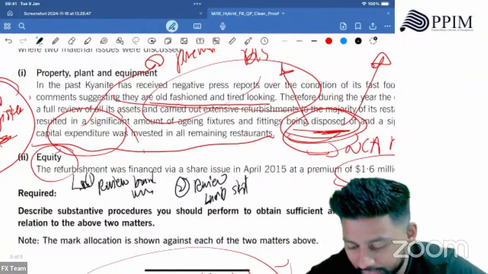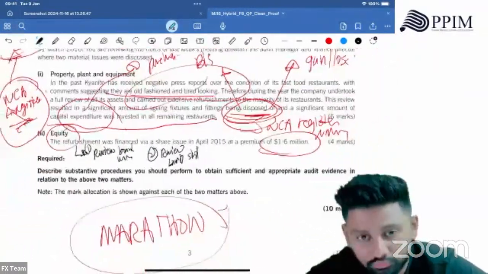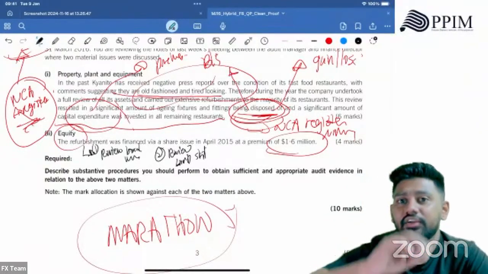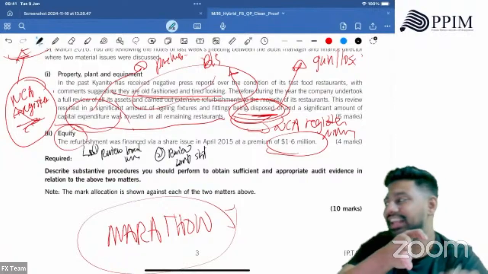Now, guys, if you look here, in total 4 marks, right? So 4 points. Don't forget. Now, if it's premium, the premium has to be classified between.